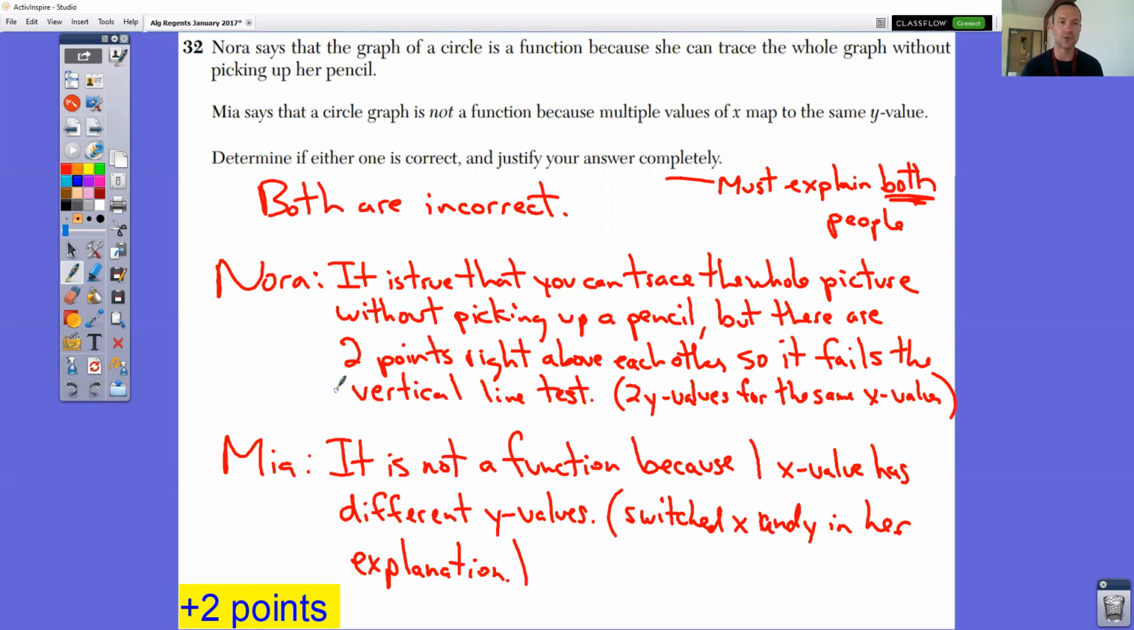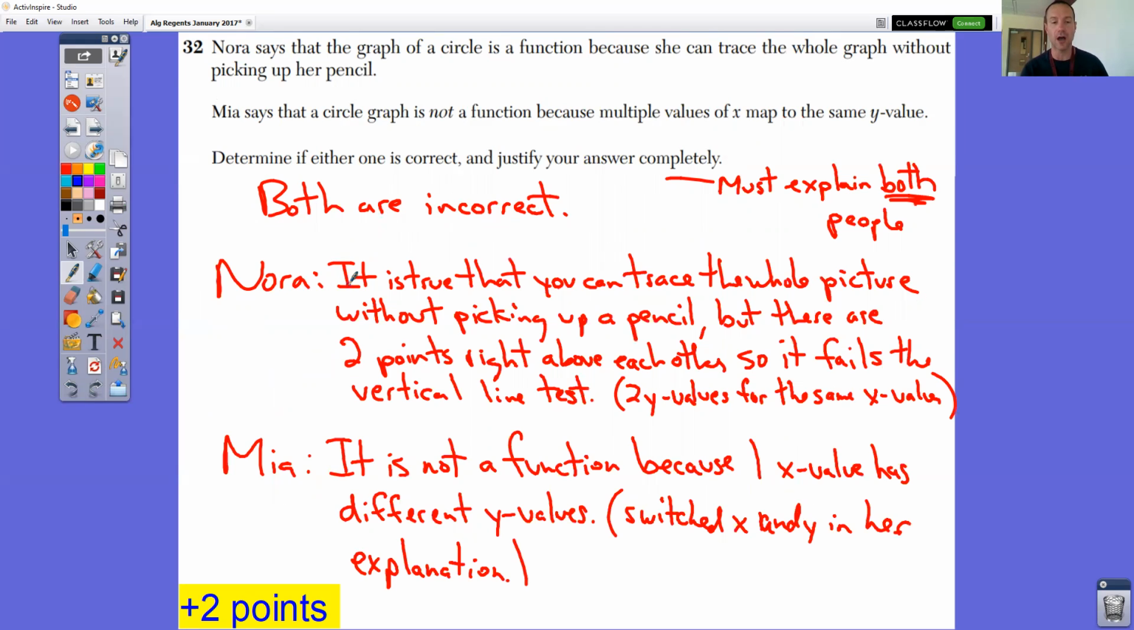In question number 32, Nora says that a graph of a circle is a function because she can trace the whole graph without picking up her pencil. Mia says that a circle graph is not a function because multiple values of x map to the same y value. Determine if either one is correct and justify your answer. You have to explain both people. So actually both of them are incorrect.